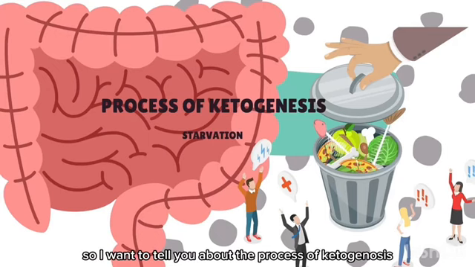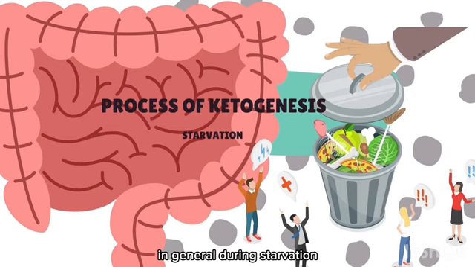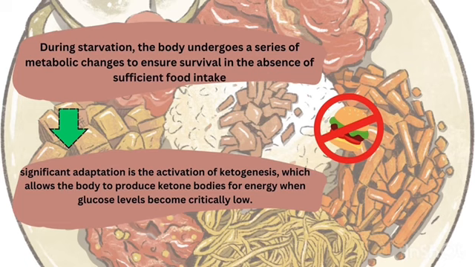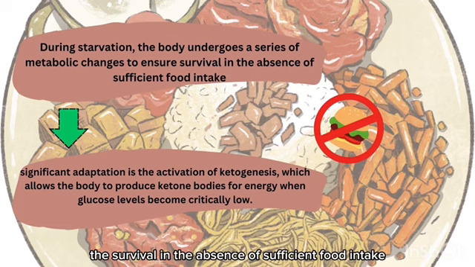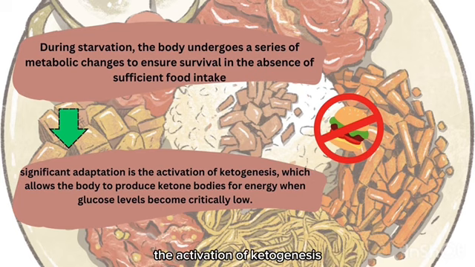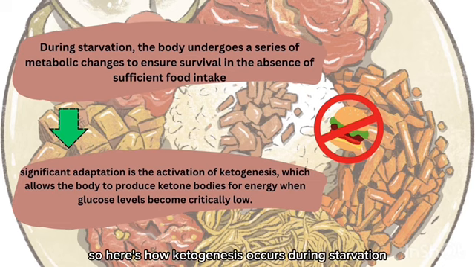So I want to tell you about the process of ketogenesis in general during starvation. Basically, during starvation, the body undergoes a series of metabolic changes to ensure survival in the absence of sufficient food intake. One of the significant adaptations is the activation of ketogenesis, which allows the body to produce ketone bodies for energy when glucose level becomes critically low. So, here's how ketogenesis occurs during starvation.